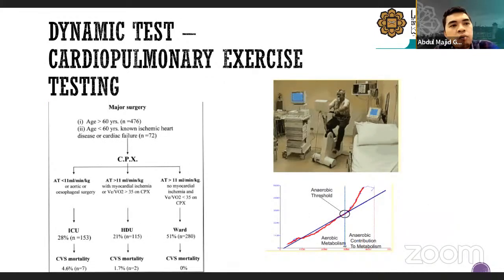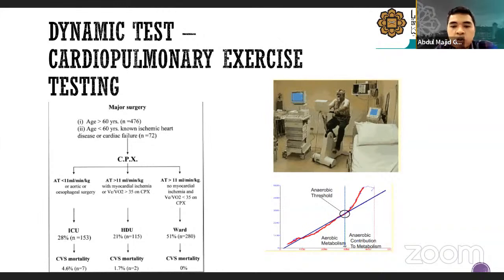How do we do this? We can do a dynamic test. Unfortunately, this test is not easily available in hospitals. I think the only place that has this test is Sedang. This is cardiopulmonary exercise testing, whereby a patient is tested in an exercise using a bicycle with an attached ECG and SpO2, and also carbon dioxide and oxygen sensors at the nose.